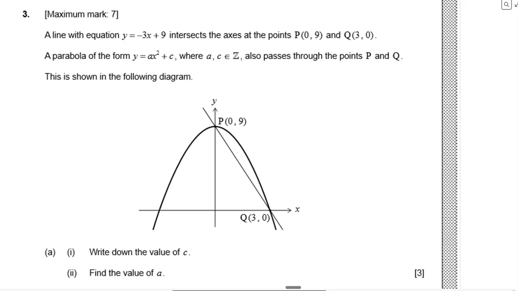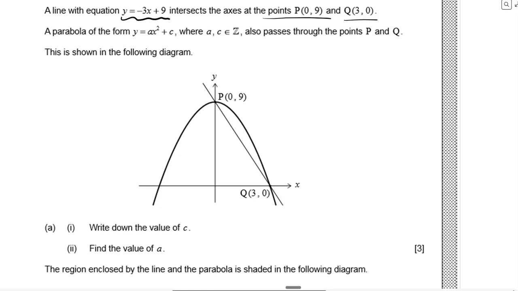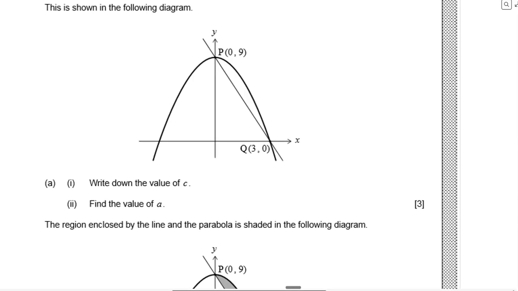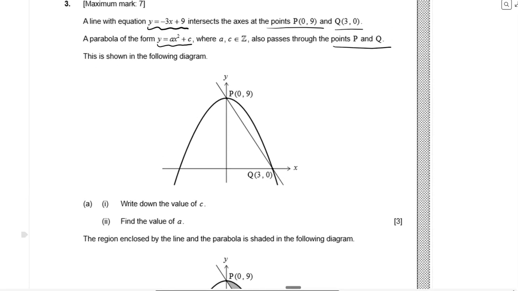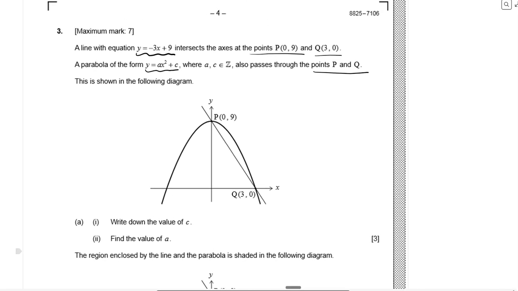Now we're on to 3. A line with equation y is equal to negative 3x plus 9 intersects the axis at these points P and Q. A parabola of the form y is equal to ax squared plus c also passes through the points P and Q as shown in the diagram. So write down the value of c.